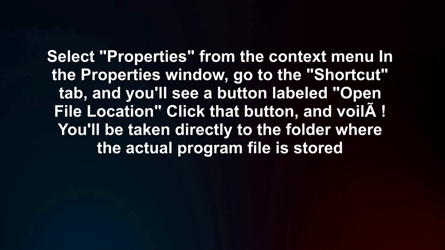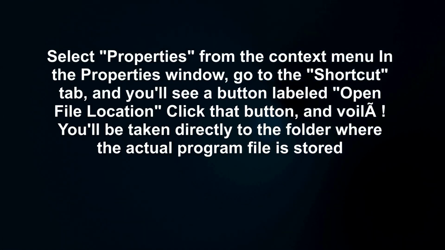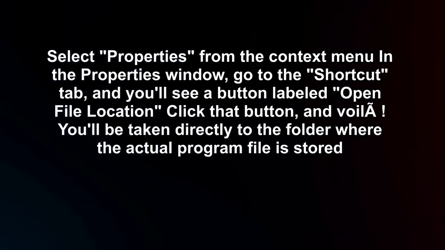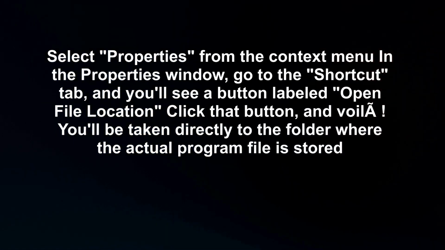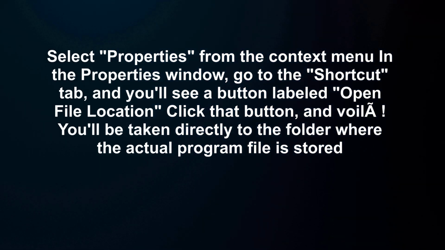In the Properties window, go to the Shortcut tab, and you'll see a button labeled Open File Location. Click that button, and voila! You'll be taken directly to the folder where the actual program file is stored.